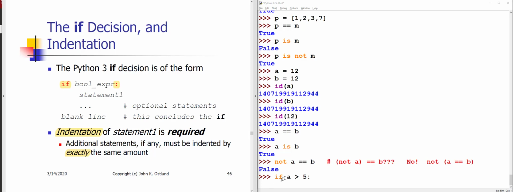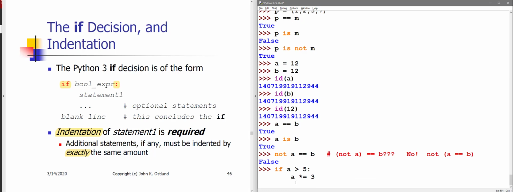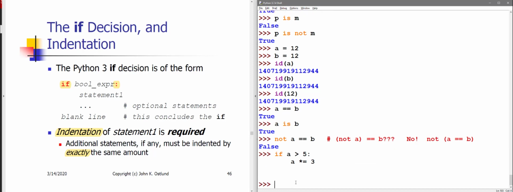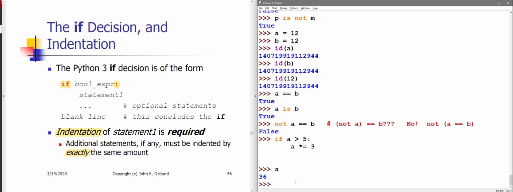All right, so I'm going to ask whether A is greater than 5. Now, that's true. So I will say A times gets 3, let's say. And when I hit the enter key another time, the test has been performed. Since A was greater than 5, that is, 12 is greater than 5, A has been updated to 3 times its original value. Therefore, A is 36 in this case.